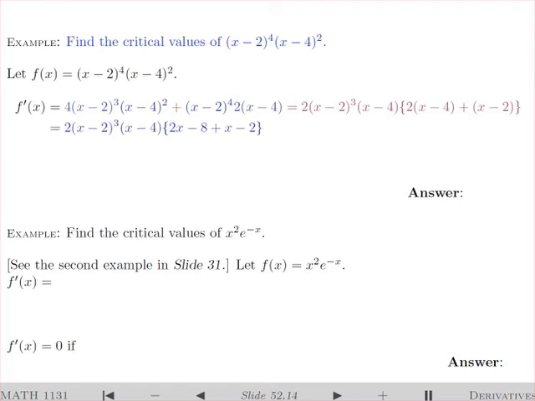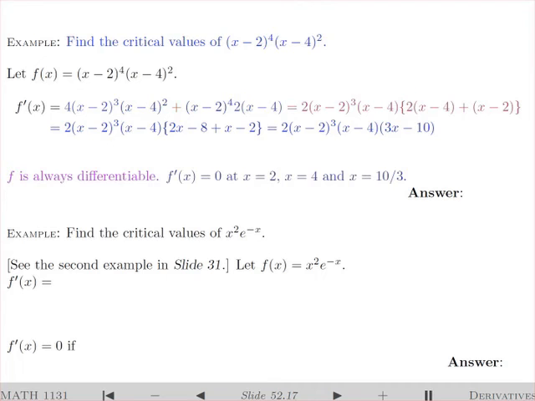I distribute the 2 and then combine like terms. So the final factorization is 2 times (x − 2)^3 times (x − 4) times (3x − 10). This is always defined, so f is always differentiable. Since I have the complete factorization, I can read off the zeros of f prime. The first factor is (x − 2)^3, it's 0 when x is 2. The second factor is (x − 4), it's 0 when x is 4. The third factor is 3x − 10, it's 0 when 3x is 10 or x is 10/3. So these are our critical values for this function.